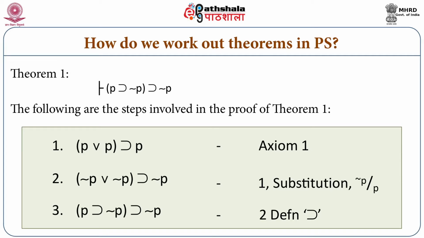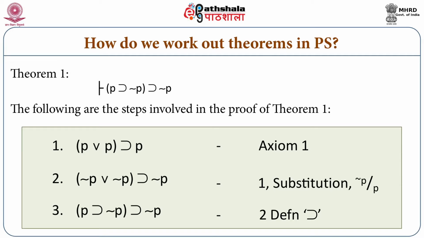For this we need axiom 1, because there is an occurrence of only one variable P, which gives us a clue that we will need axiom number 1 to derive this theorem. So we introduce axiom number 1: P or not P together implies P.